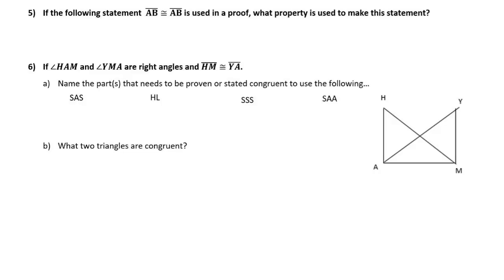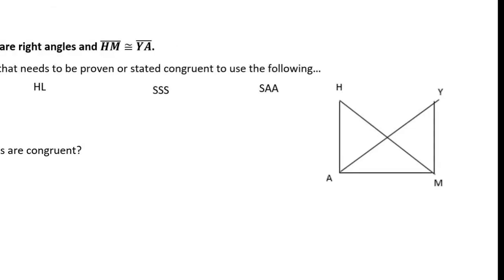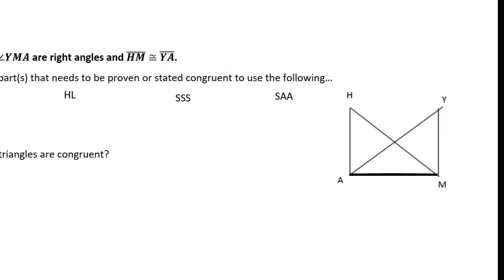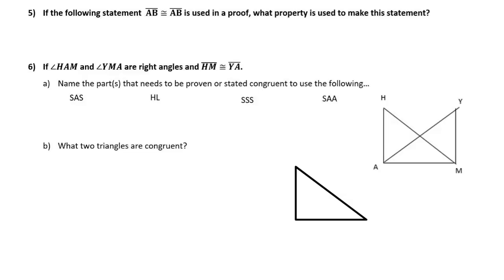Number 6, if angle HAM and angle YMA are right angles, and HM is congruent to YA, name the parts that need to be proven or stated congruent to use the following. Okay, so first thing I'm going to do with this, do you guys see how there's a whole bunch of things going on in the picture? Like there's a bunch of little triangles. I want to zoom in on just two of these. So I'm going to copy this triangle. That would be triangle HAM.